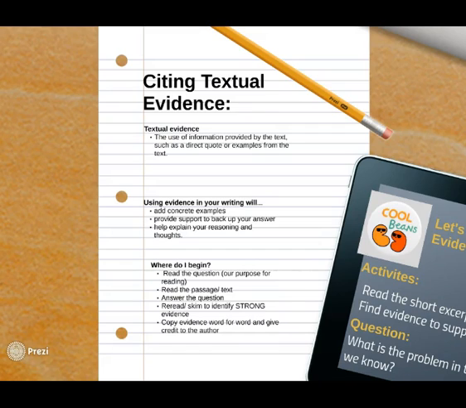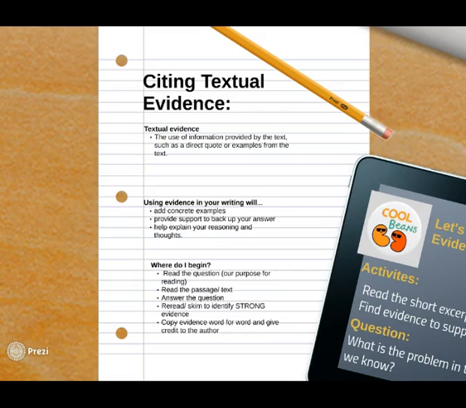So when we use evidence in our writing, it adds concrete examples, provides support to back up your answer, and helps explain your reasoning and thoughts. Remember, if you have an answer and you don't have evidence, you don't have a very strong point because you're usually just giving your opinion. If you can support your opinion with facts from the text or whatever you're reading, it usually makes it a little bit stronger.